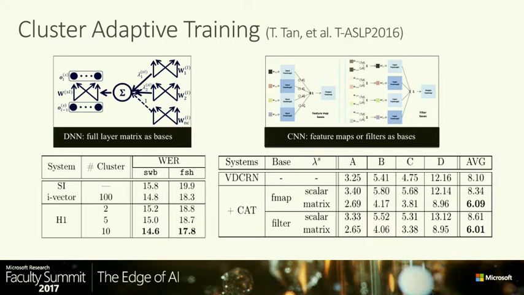Here are some experimental results under the different scenarios. One is for DNN-based cluster adaptive training. Another is the CNN-based cluster adaptive training. We can see our proposed method can get a very large, significant improvement on the different scenarios. And the appropriate basis selection is very important when implementing cluster adaptive training for speech recognition.